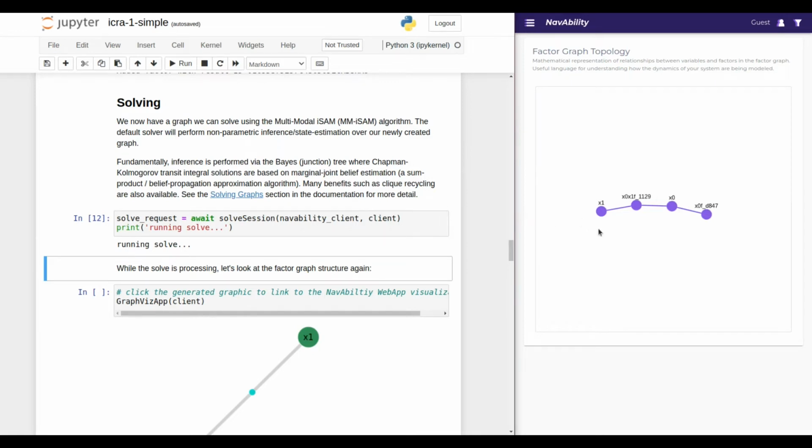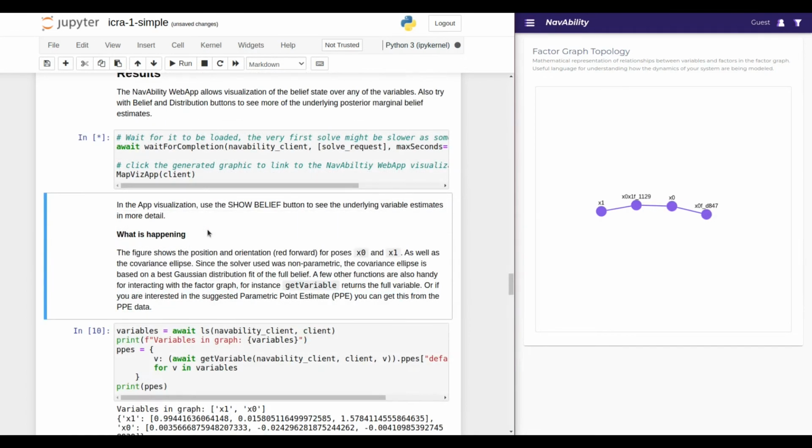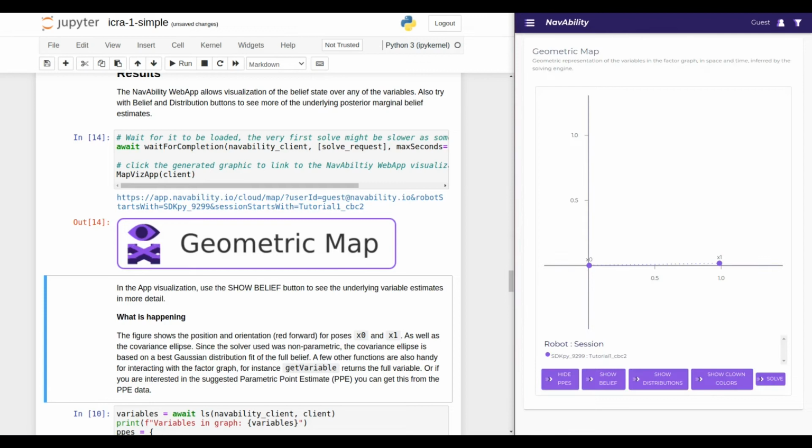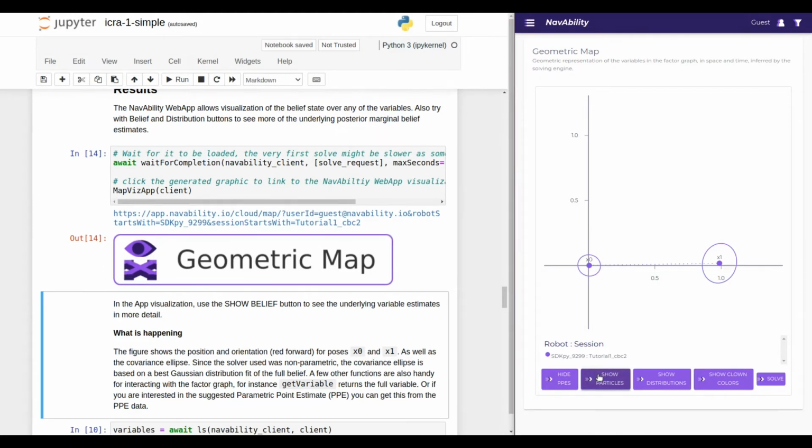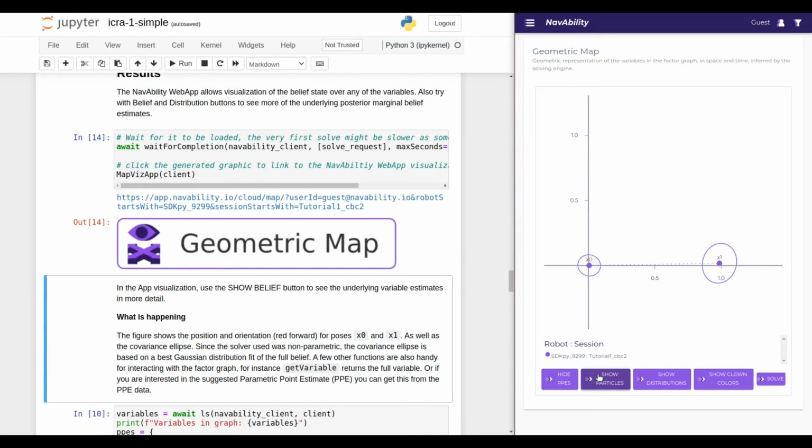While the solve is processing, let's look at the factor graph structure again. As expected, we now have two variables, x0 and x1, with a prior factor on x0 and a relative factor between x0 and x1. The NavAbility web app allows visualization of the belief state over any of the variables. In the app, use the Show Belief button to see the underlying variable estimates in more detail. Also try the Belief and Distribution buttons to see more of the underlying posterior marginal belief estimates.